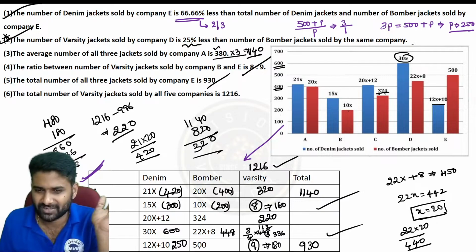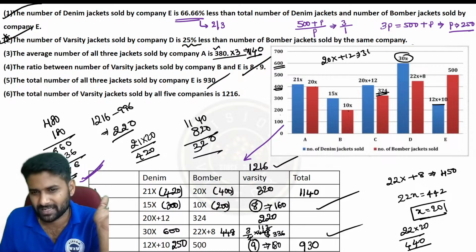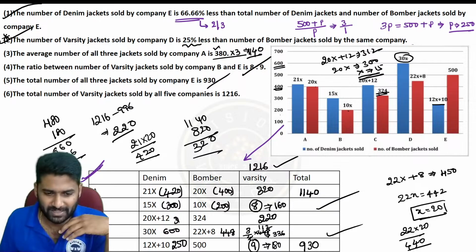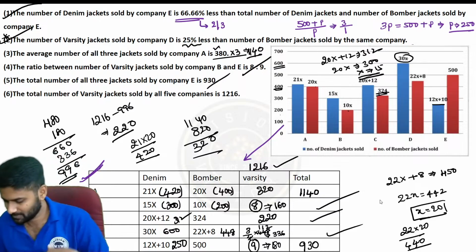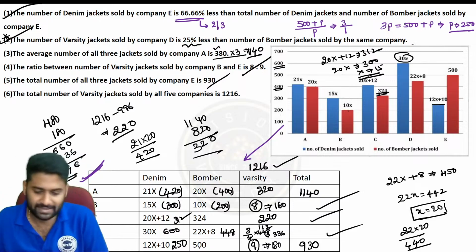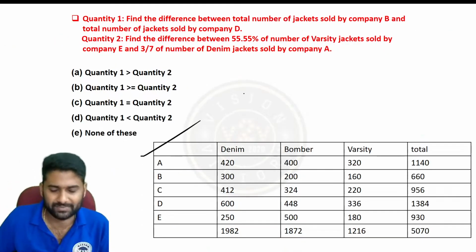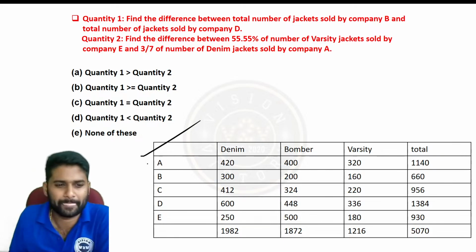See, this is 324. Definitely 20x plus 12 is exactly equal to 312. Now 20x is exactly equal to 300, then the x value becomes 15. The x value is 15, so this is the value of 312. Guys, you will get this. Hope you understand how we are taking the data. Once you're done with the calculation, you will get all these numbers, guys. Now move on to the questions.